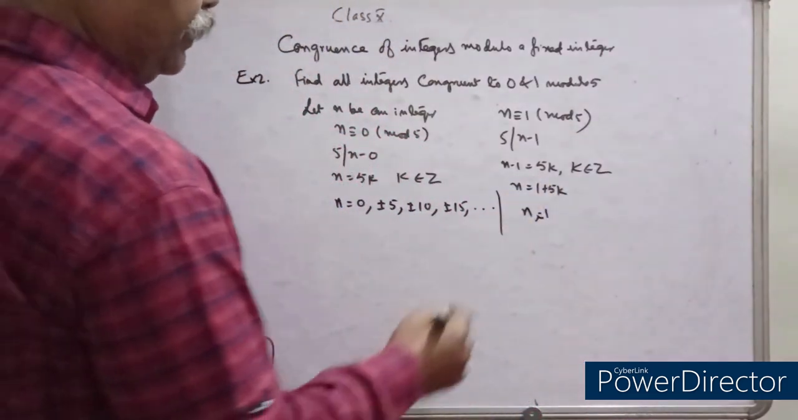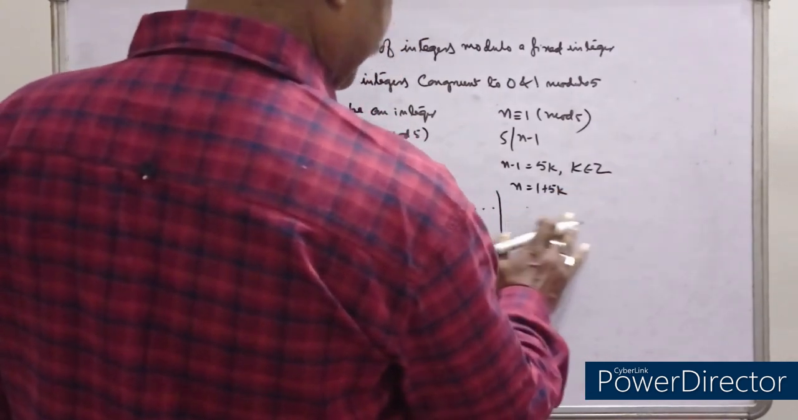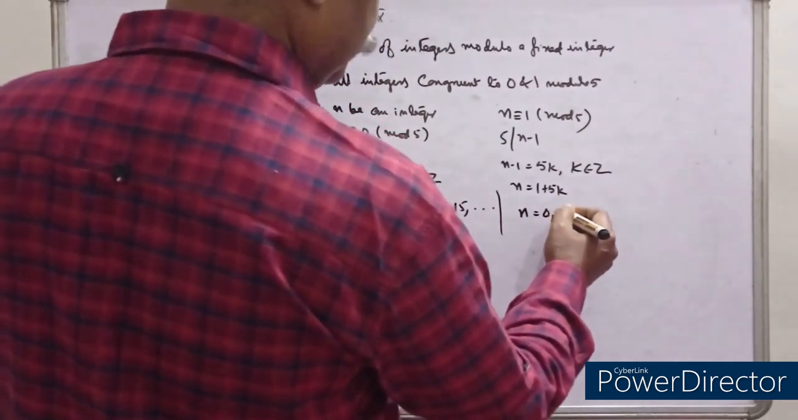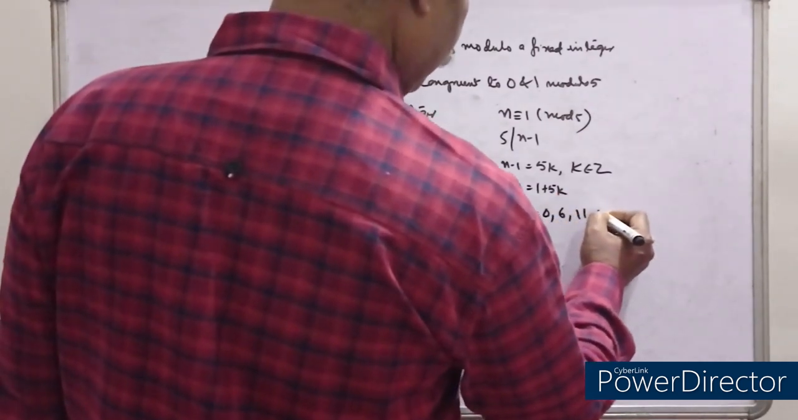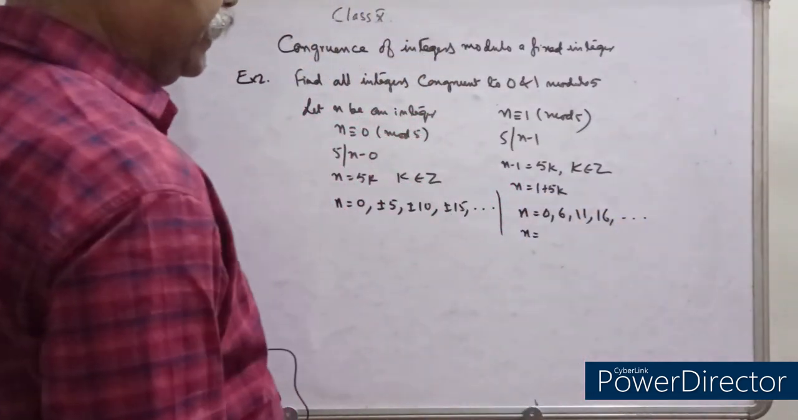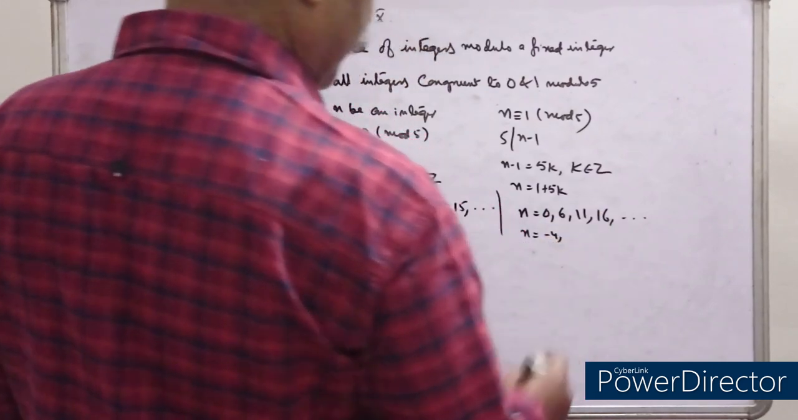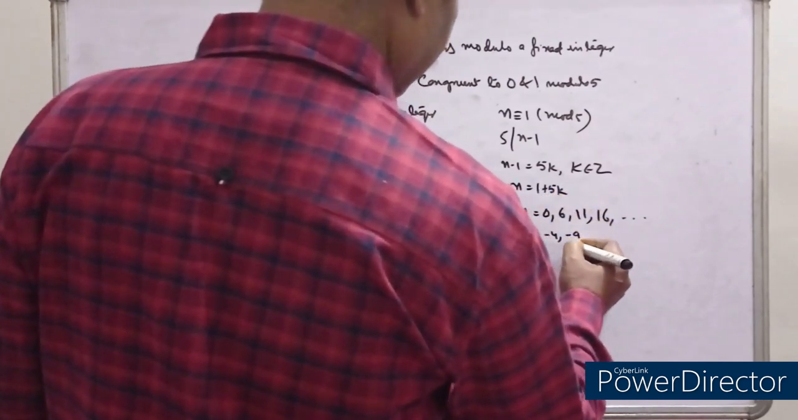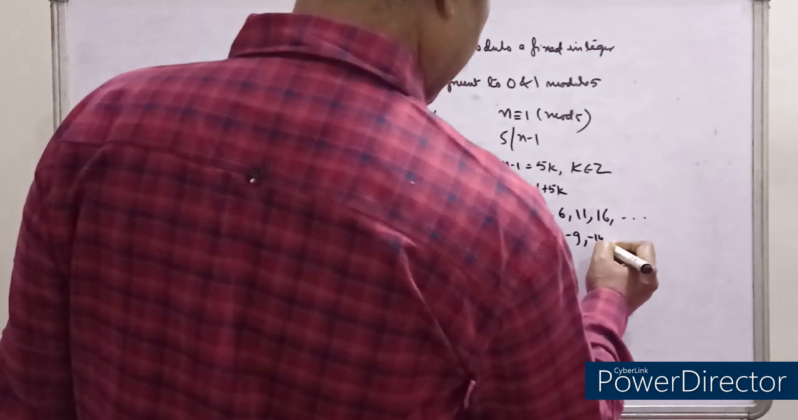When k is 1, it will be 6. Let me take the positive values on one side and the negative values on the other side. First I took 0, so it is 1, then I took 1, so it is 6, then I took 2, 11, then I took 3, 16, and it will move like this. In the next case, I'm going to take the negative values. If I take minus 1, then it will be minus 4. If I take minus 2, then minus 10 plus 1 means minus 9. If I take minus 3, minus 15 plus 1, it will be minus 14, and it will move like this.